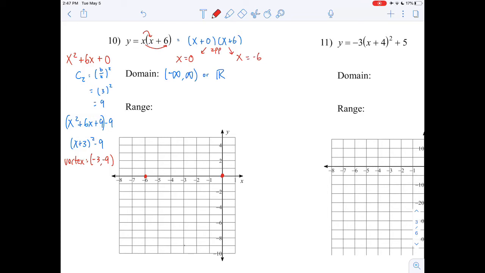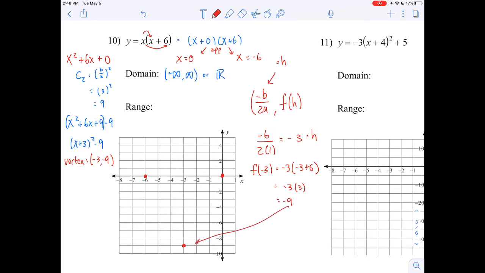So I go over to negative 3, down to negative 9. That's somewhere down here. Well, that makes sense. Another way you can get your vertex is by using negative b over 2a as my input and the output of f of h, because this will equal h. And negative b would be negative 6 over 2a, which is 2. So that would be negative 3. And that's my h value, which is what we got here. And really, I would need to just plug in negative 3 into my function to get my output, k value. So I have negative 3 parentheses negative 3 plus 6, which is negative 3 times 3, which is negative 9, which is what we got for a k value there.